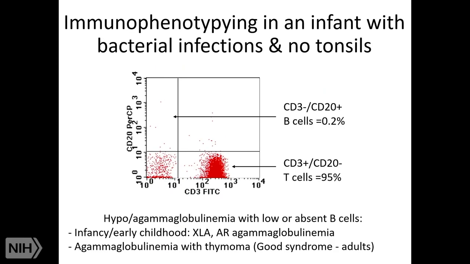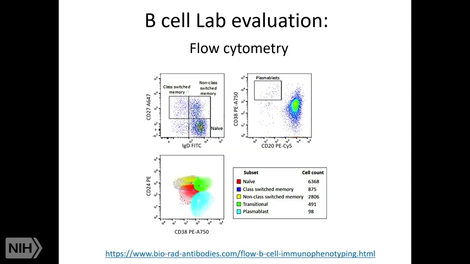Now, how do we evaluate the B cells? Here you have immunophenotyping in an infant with bacterial infections and no tonsils, using flow cytometry. We're evaluating CD3, that's a marker for T cells, and CD20, that's a marker for B cells. Here you have a lot of T cells that are CD3 positive. Here you have cells that are non-T, non-B, usually NK cells. And here you have nothing. This patient has no B cells. Very likely this is a BTK patient with no B cells.